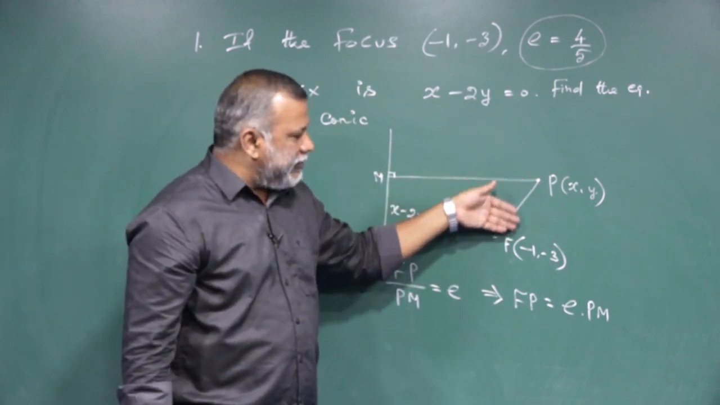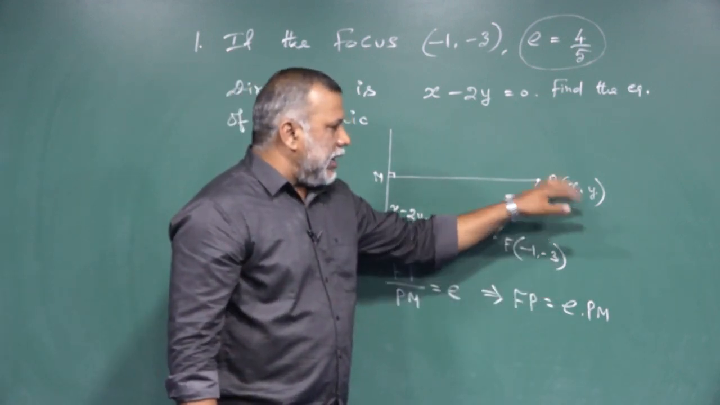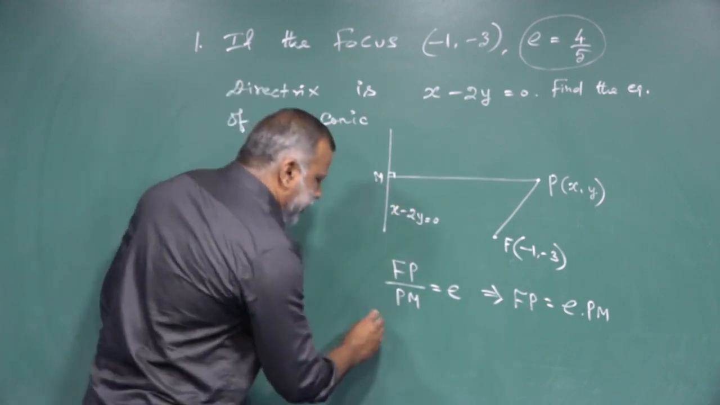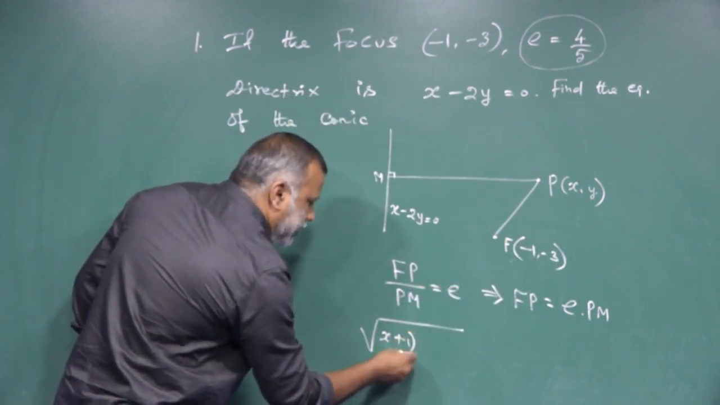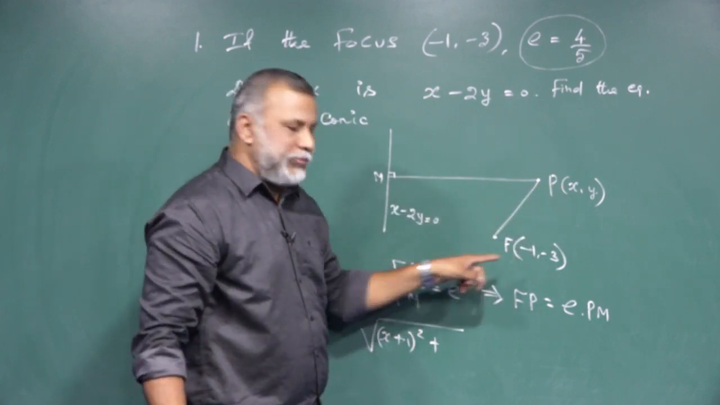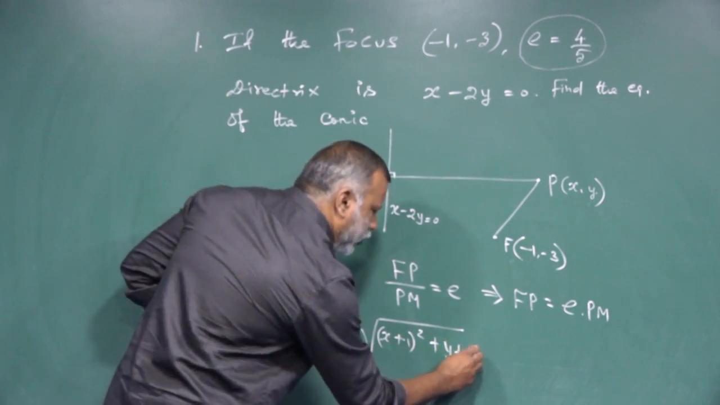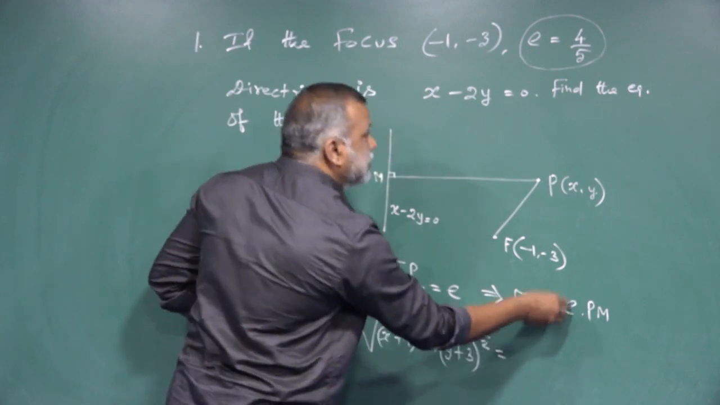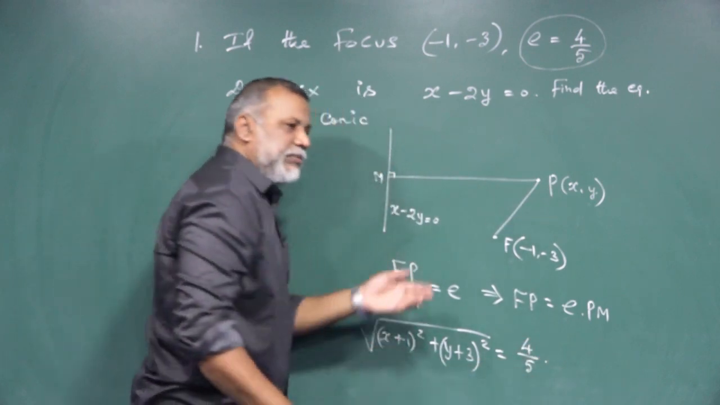What is the meaning of FP from this diagram? It is nothing but the distance between the point F, minus 1 comma minus 3, and the point P, x comma y. Therefore, we are able to work out the distance between these 2 points. x minus of minus 1 will become positive, so x plus 1. Here y again minus of minus, so y plus 3, the whole square, equal to, the value of E is already given. See that the value of E equal to 4 by 5.